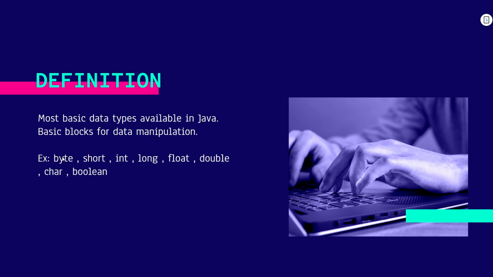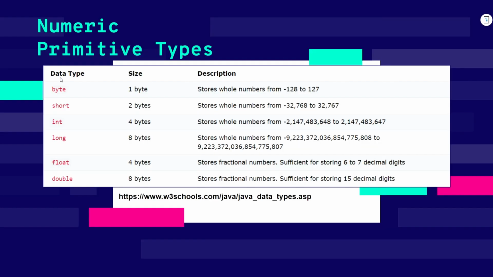So we're going to start by looking at the numeric primitive types. As we saw previously, we have 6 different numeric primitive types, and 4 of them allow us to store whole numbers. The last 2 allow us to store decimal numbers. So we're going to start with the byte.